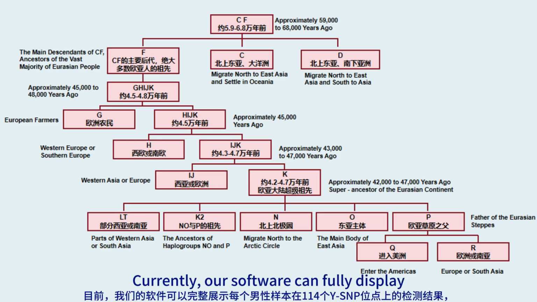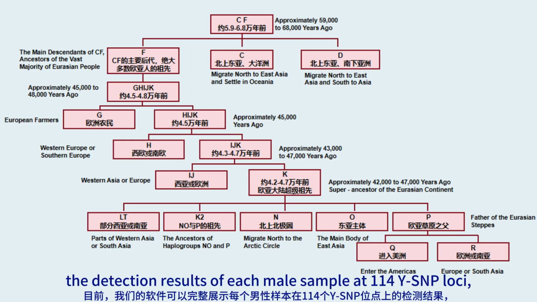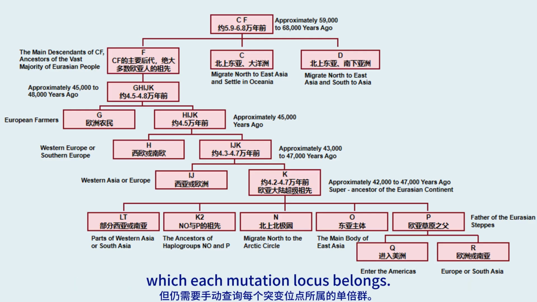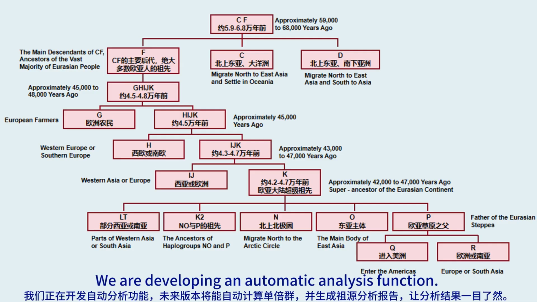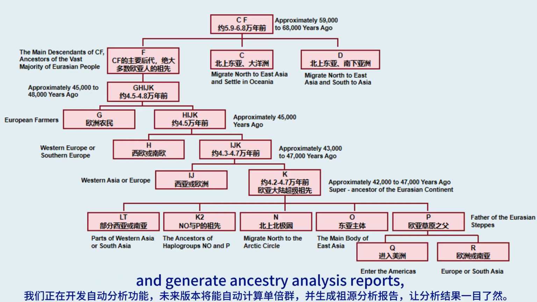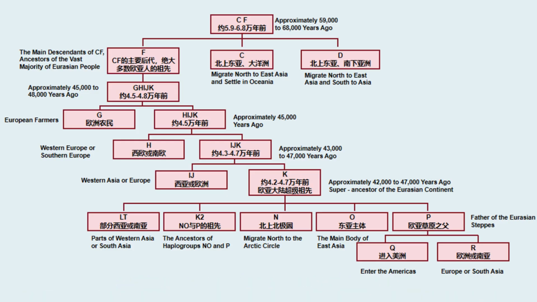Currently, our software can fully display the detection results of each male sample at 114 Y SNP loci, but it is still necessary to manually query the haplogroup to which each mutation locus belongs. We are developing an automatic analysis function. Future versions will be able to automatically calculate haplogroups and generate ancestry analysis reports, making the analysis results clear at a glance.